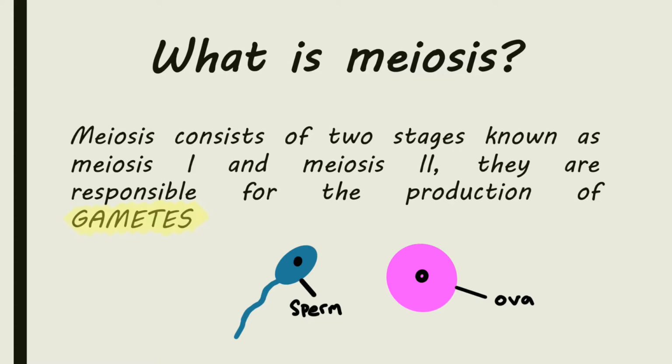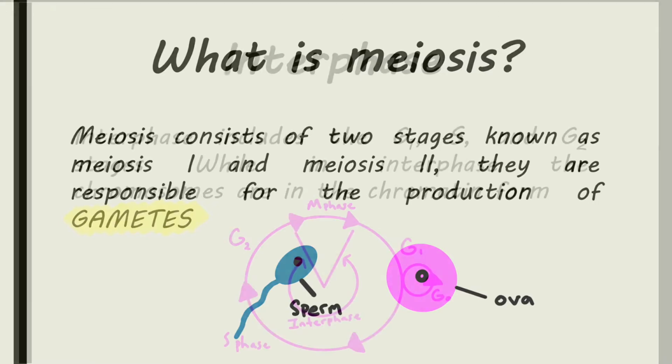In the process, it begins with a cell that has double the normal amount of DNA, and it ends up with 4 non-identical haploid daughter gametes, and this occurs after 2 divisions, one in meiosis 1 and one in meiosis 2. The first division occurs after metaphase 1 and is known as the reduction division. The second division occurs after metaphase 2 and is known as the equational division.